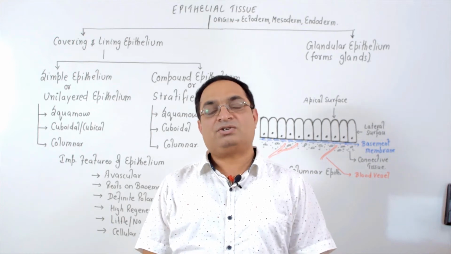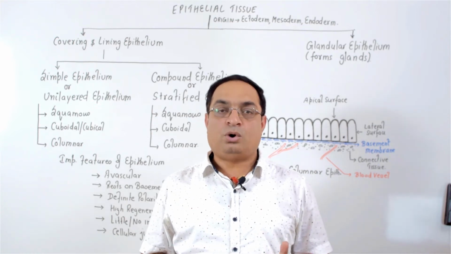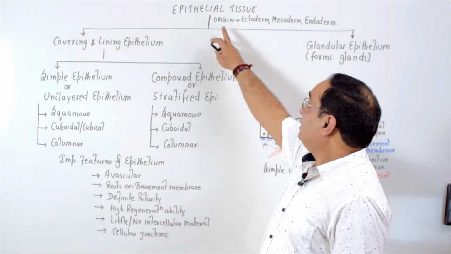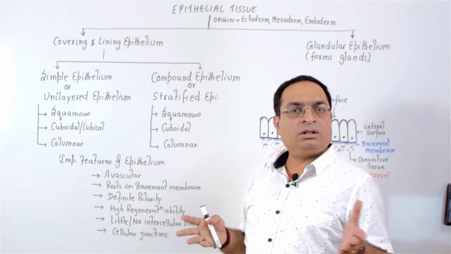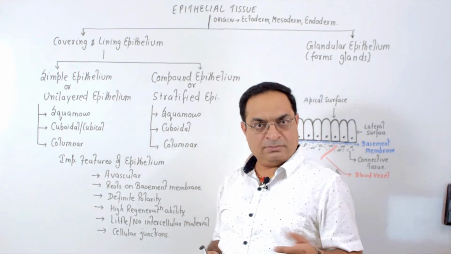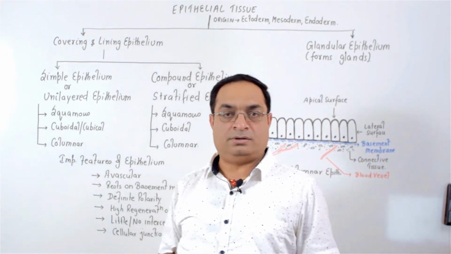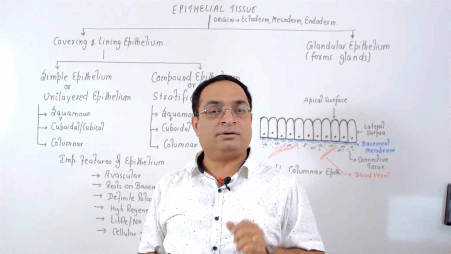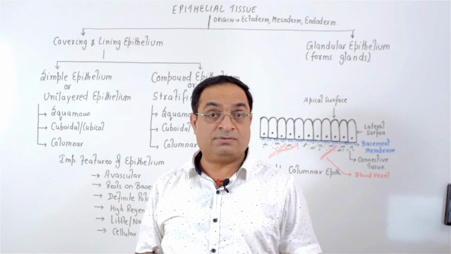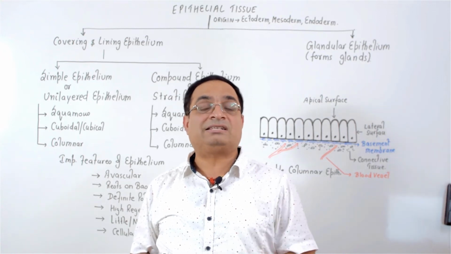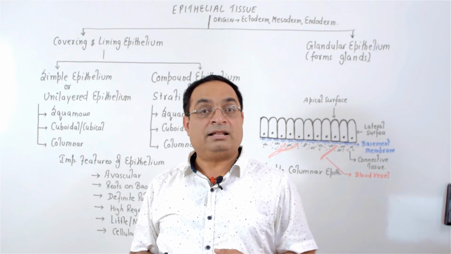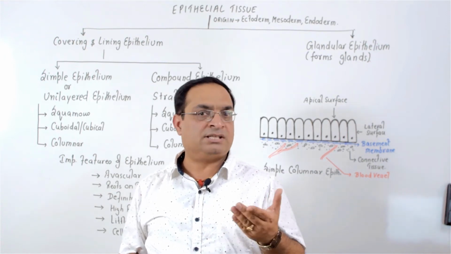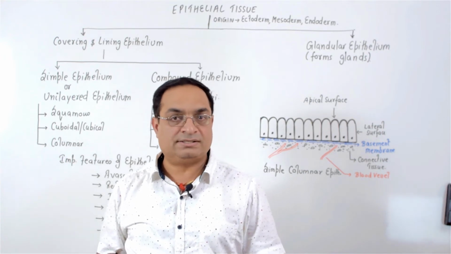The topic of our discussion today is epithelial tissue or epithelium. Now, as you can see, epithelial tissue originates from all the three germ layers: ectoderm, mesoderm as well as endoderm. That means certain epithelia in our body are ectodermal in origin, like the epithelium of the skin. Certain epithelial cells are endodermal in origin, like the innermost lining of the blood vessels, the simple squamous epithelium, that is endothelium of the blood vessels.